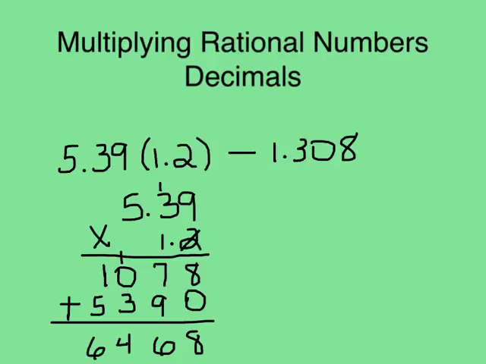I now have to factor in my decimals. So over here, my first number, I have 1, 2, and 1 here, that makes 3. That means I need to put in my decimal 1, 2, 3 spots. So now I'm going to take this number right here and subtract my next number.